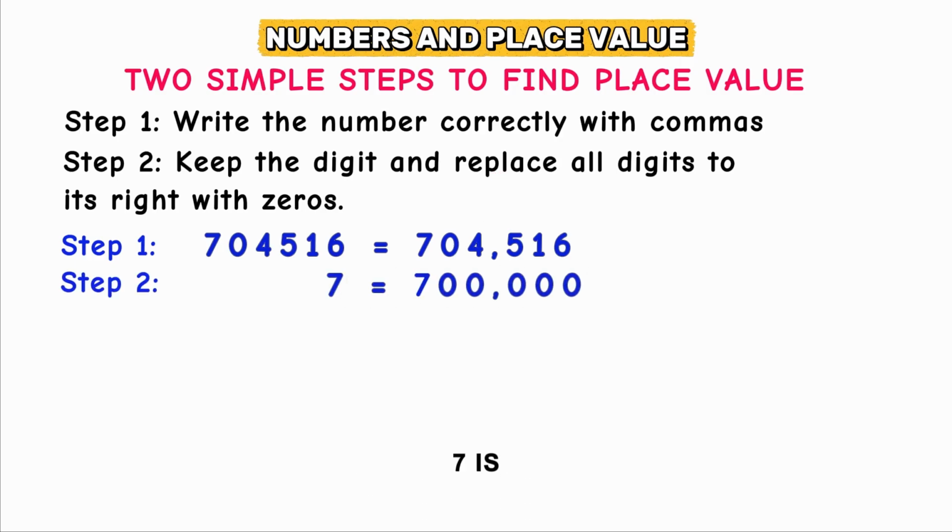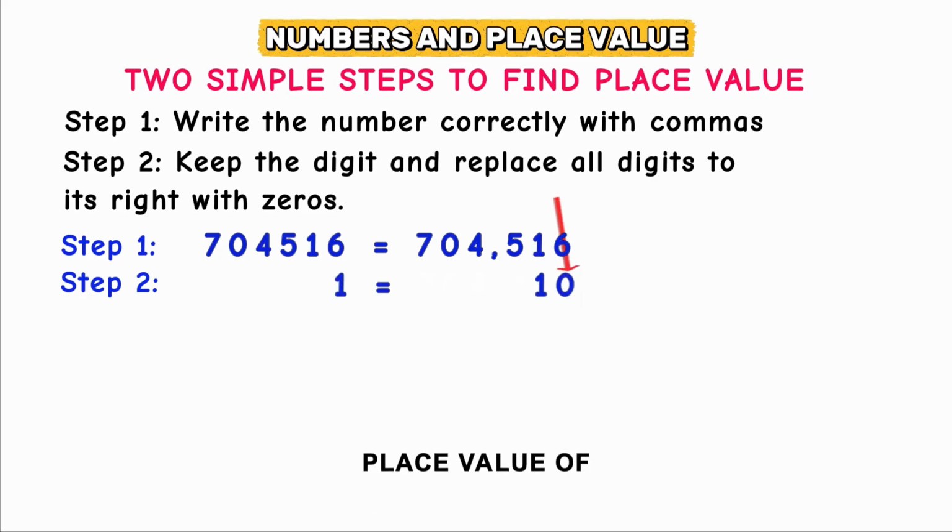Place value of 7 is 700,000. Place value of 0 is 0. Place value of 4 is 4,000. Place value of 5 is 500. Place value of 1 is 10. Place value of 6 is 6.